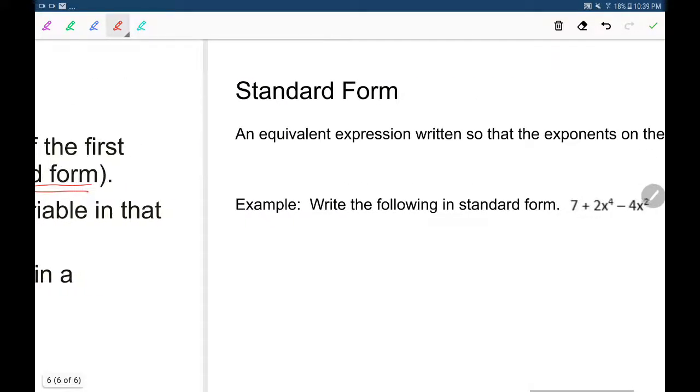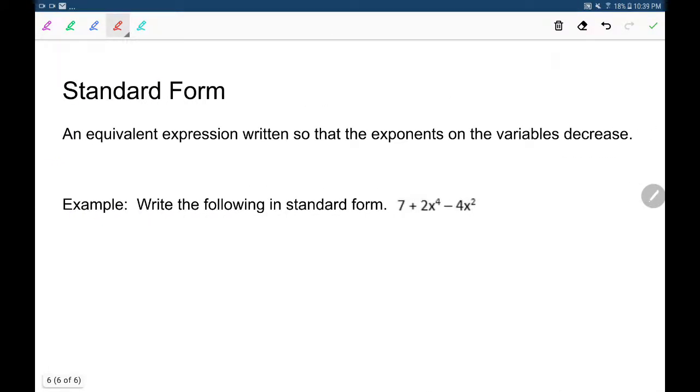The last thing that we want to talk about here is what standard form means. A lot of times this is going to come up in problems, and it's something that you're going to get used to doing anyway. Standard form is when a polynomial is written so that the exponents on the variables decrease, meaning it starts with the highest exponent and then each term the exponent would descend or decrease.